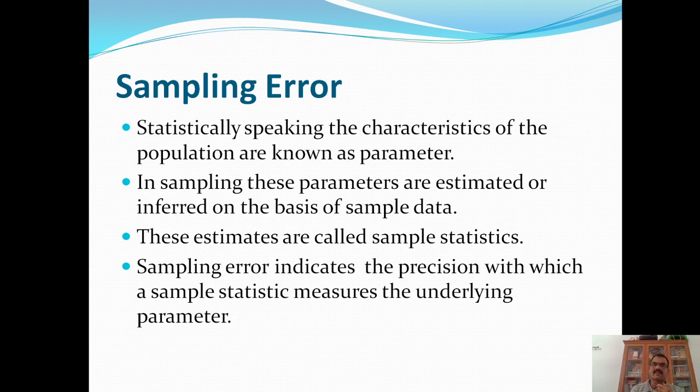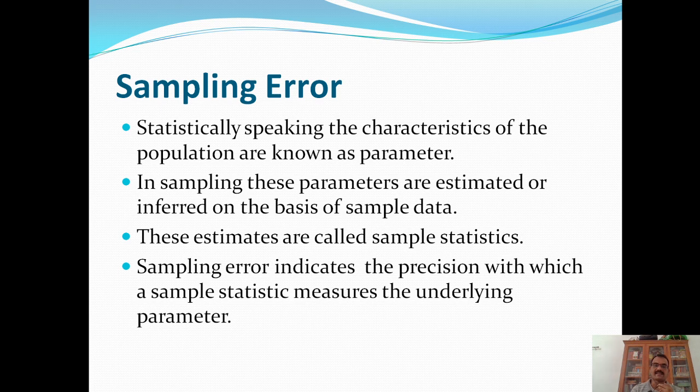Next term is sampling error. Statistically speaking, the characteristics of the population are known as parameters. So a parameter means the characteristics of the population, such as mean, median, etc., calculated from the population. In sampling, these parameters are estimated or inferred on the basis of sample data. The characteristics calculated from the sample, for example sample mean, sample median, etc., are known as sample statistics.